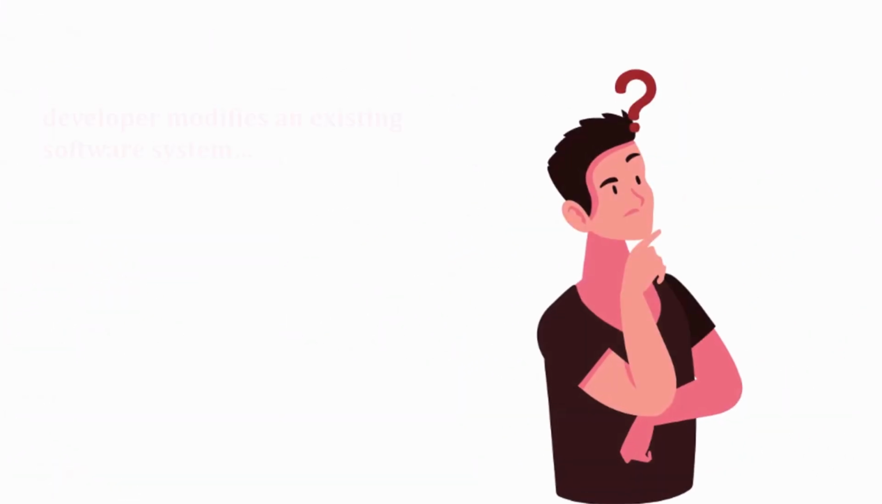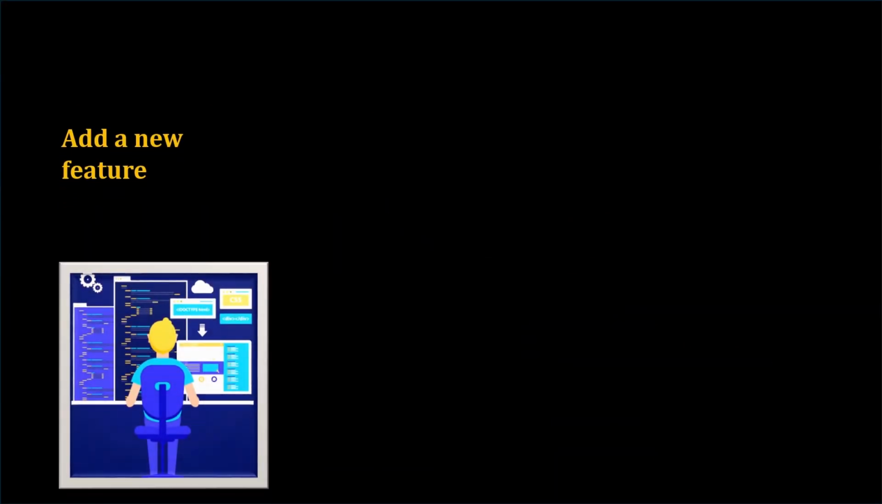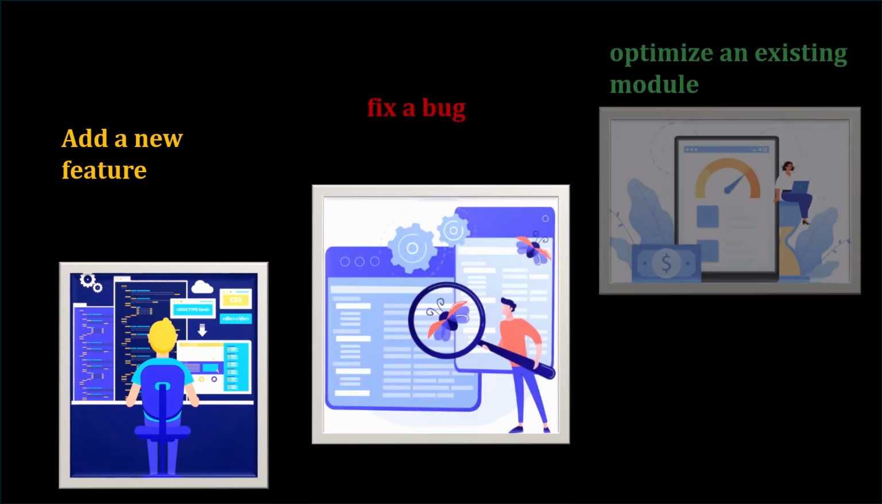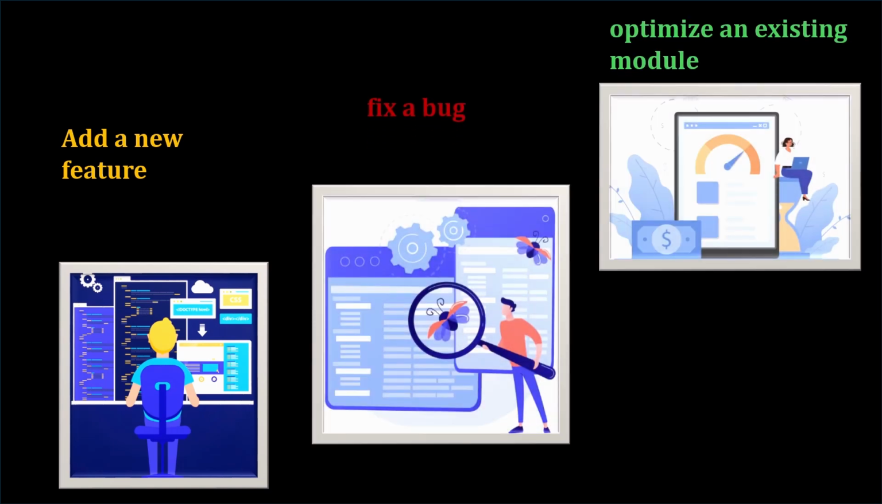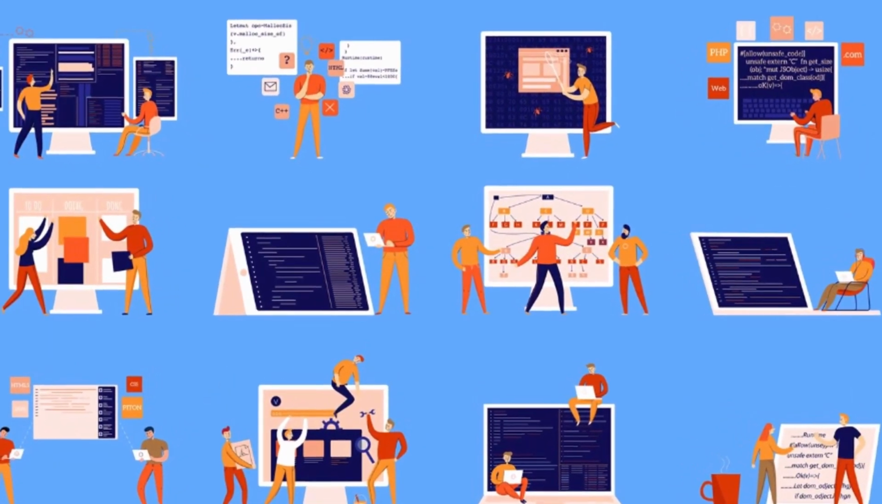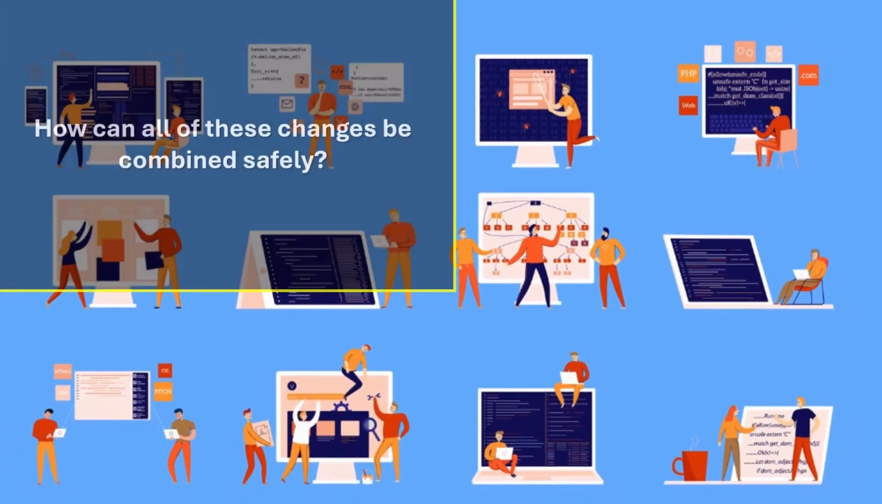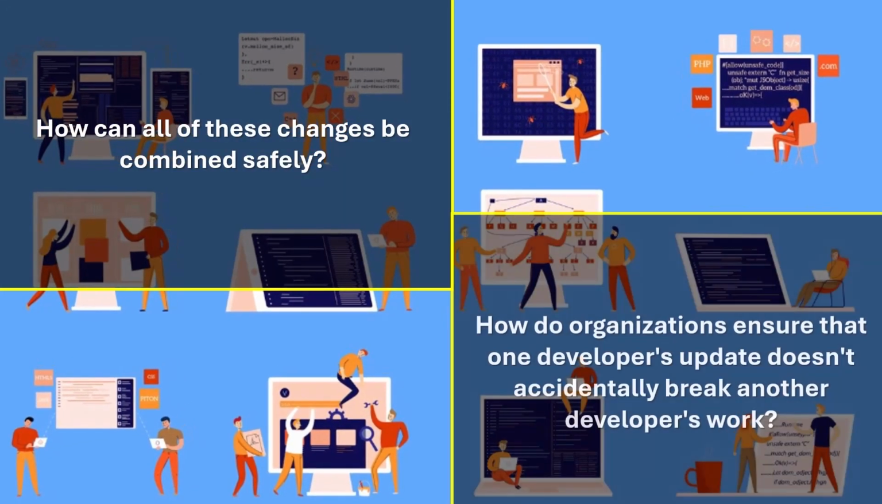Think about what happens after a developer modifies an existing system. Maybe they add a new feature, perhaps they fix a bug, or they optimize an existing module. Now imagine that dozens or even hundreds of developers are making similar changes every single day. A very important question arises: how can all of these changes be combined safely? How do organizations ensure that one developer's update doesn't accidentally break another developer's work?